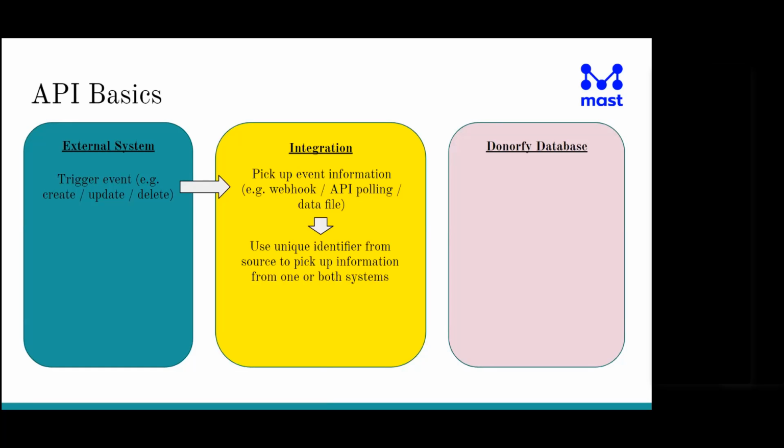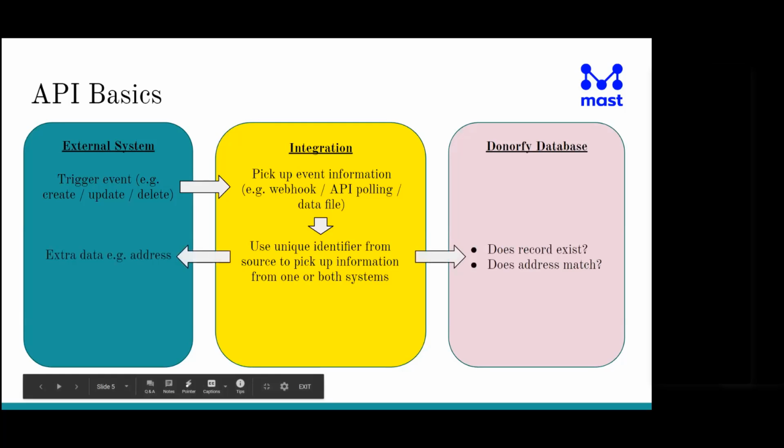So what we're going to aim to do is use a unique identifier from that information. For example, if it's a new person who's been added into your external system, it could be a unique reference within that data to identify the record, and that can be used within an API to retrieve more data from each system. So this is just an example. It may not be necessary at all.